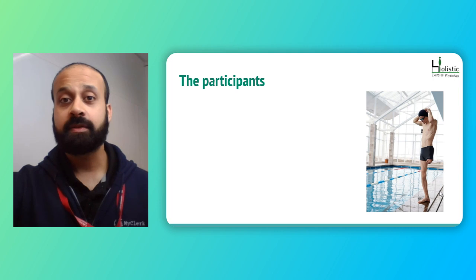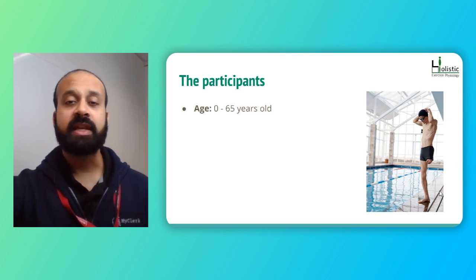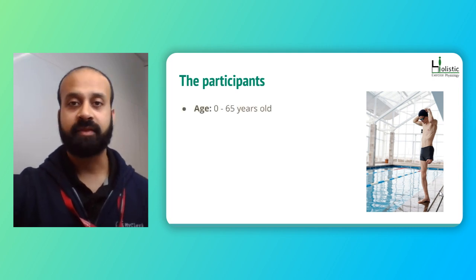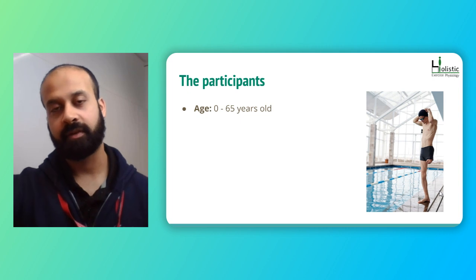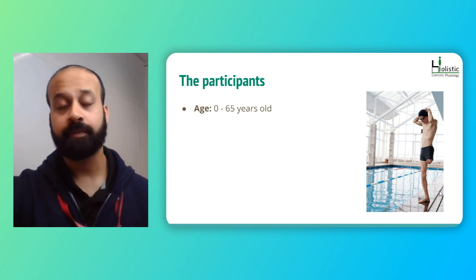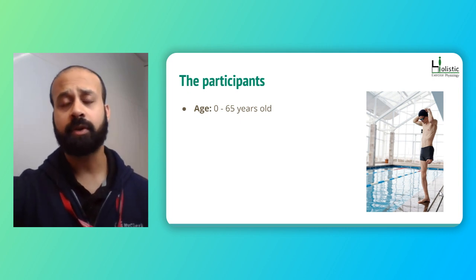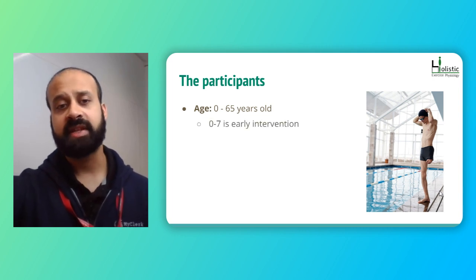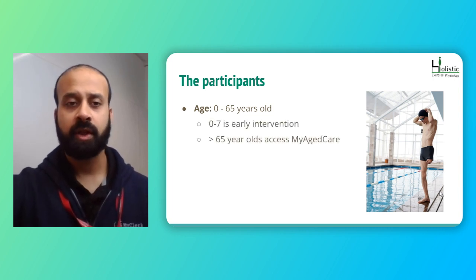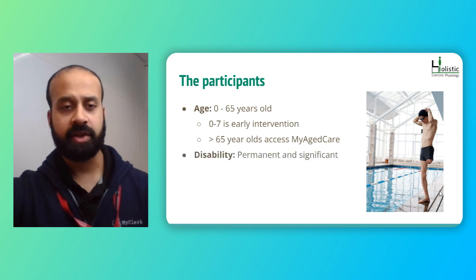So who are some of the participants within this scheme? The scheme is specifically for people under 65. Of course, as we know, over 65, there is My Aged Care in Australia. And so you could possibly be working with anyone from 0 up to 65. 0 to 7 is what they call early intervention.